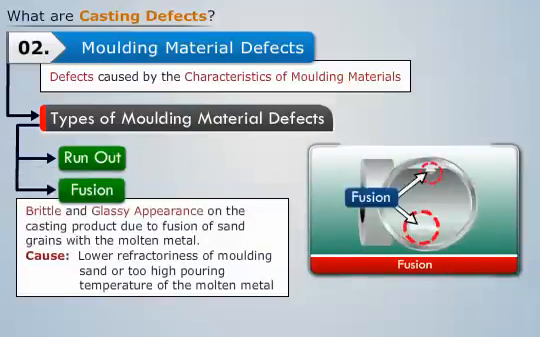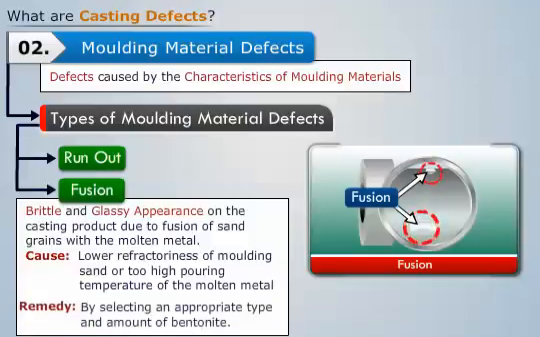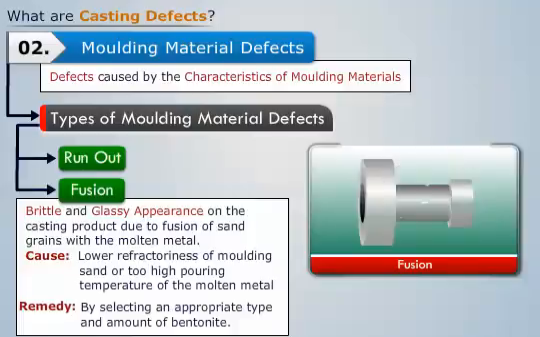Fusion is the brittle and glassy appearance on the casting product due to fusion of sand grains with the molten metal, caused by lower refractoriness of molding sand or very high temperature of the molten metal. This defect can be removed by selecting an appropriate type and amount of clay such as bentonite.